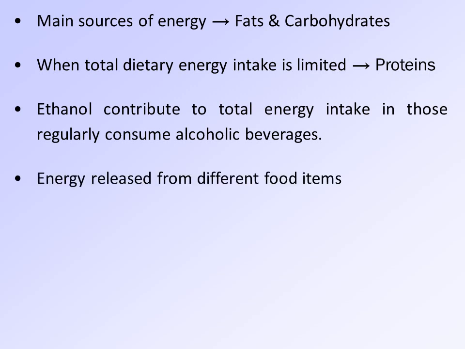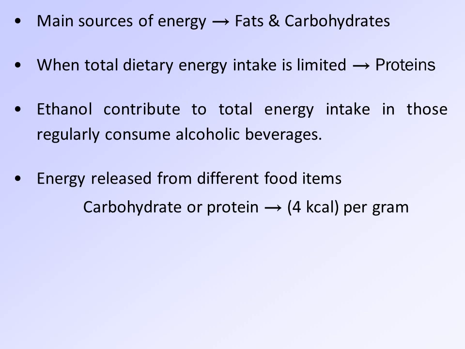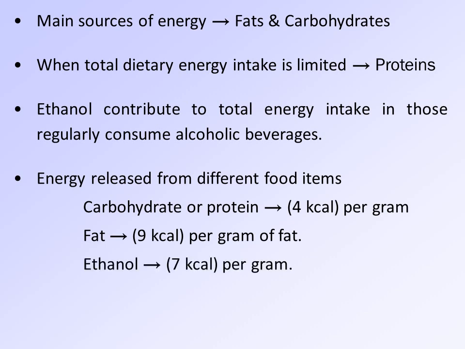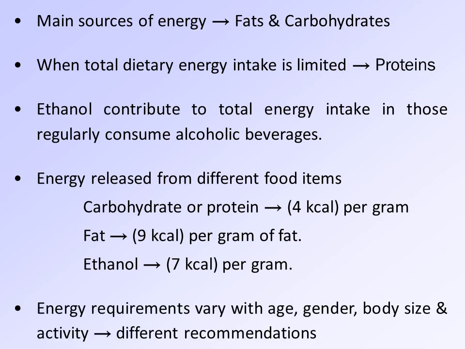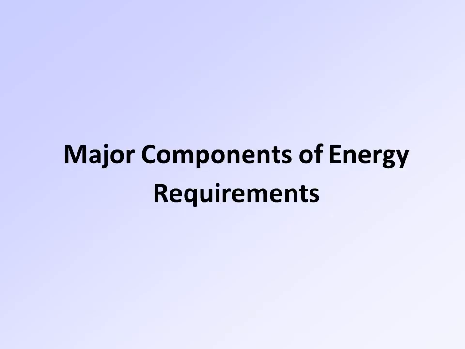Energy released from different food items. Carbohydrate or protein gives 4 kilocalories per gram. Fat gives 9 kilocalories per gram. And ethanol gives 7 kilocalories per gram. Energy requirements vary with age, gender, body size, and activity, which leads to different recommendations for each of these. What are the major components of energy requirement?